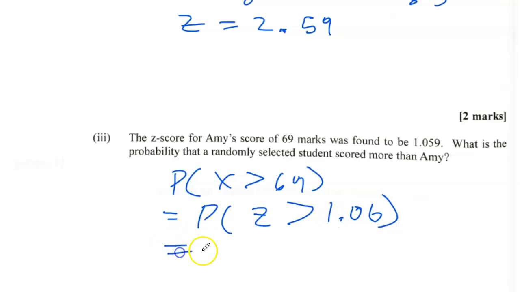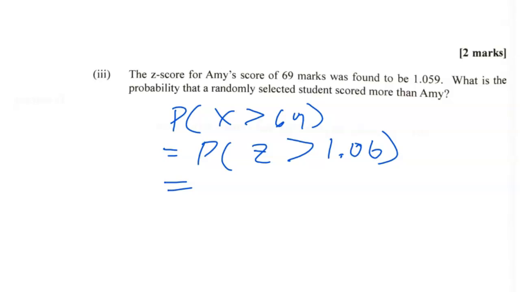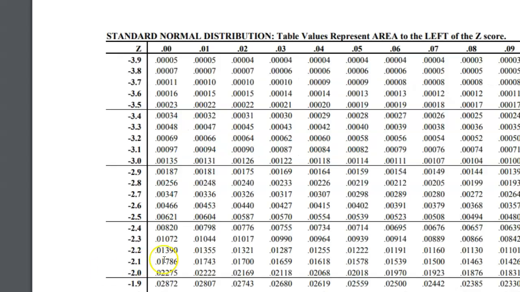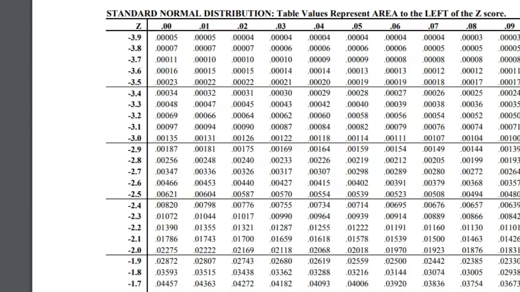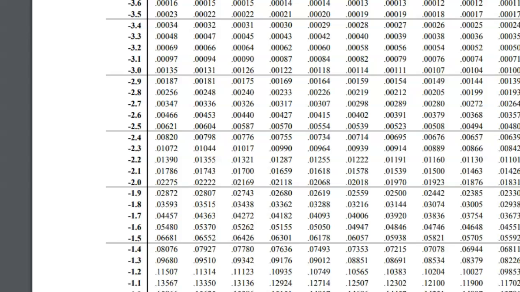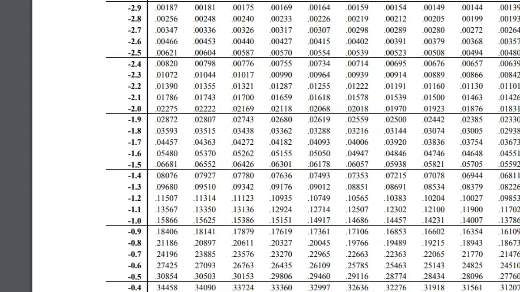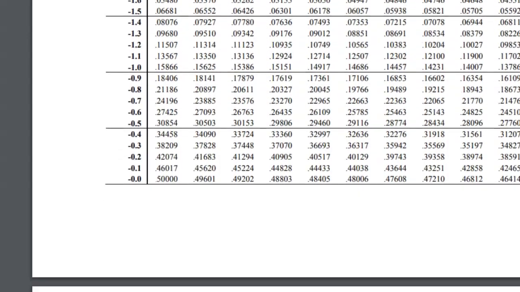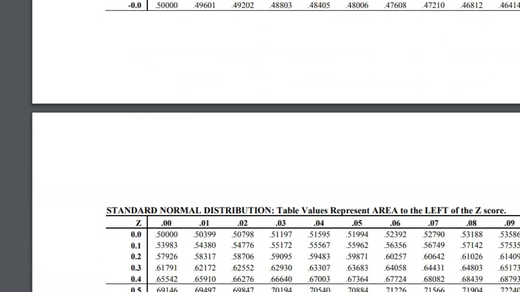So we can use the table for that. We can get the probability for which z is greater than 1.06 using the table. Let me just go to a table on Google here. So here's a z table I got from Google. Values represent area to the left of the z-score. So the values here are given for less than. So we're looking for z is 1.06, so the furthest left, we're looking for 1.06.